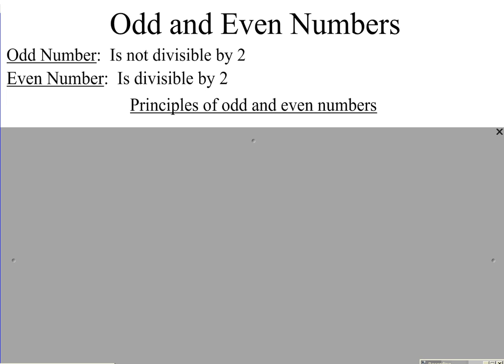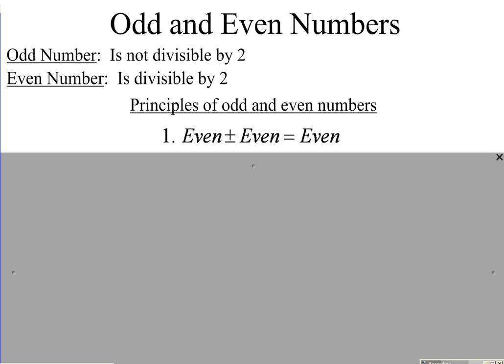An odd number is a number that is not divisible by 2. In other words, there is going to be a remainder. An even number is divisible by 2. That's the difference between the two. Even numbers end in 0, 2, 4, 6, or 8. Odd numbers end in 1, 3, 5, 7, or 9.